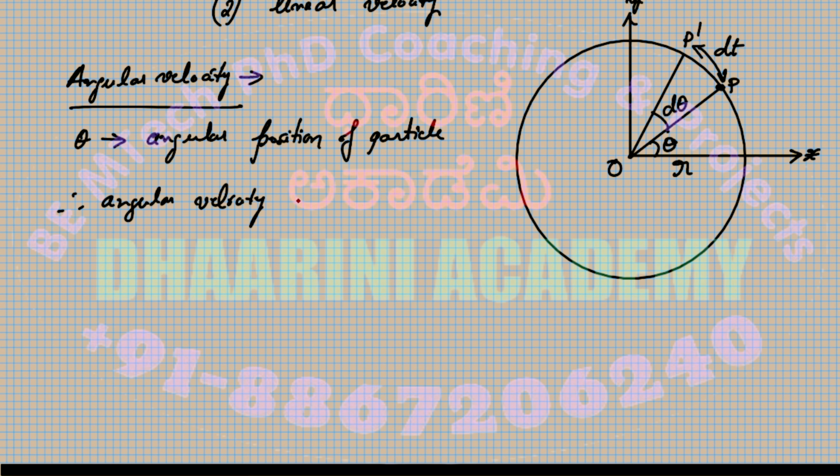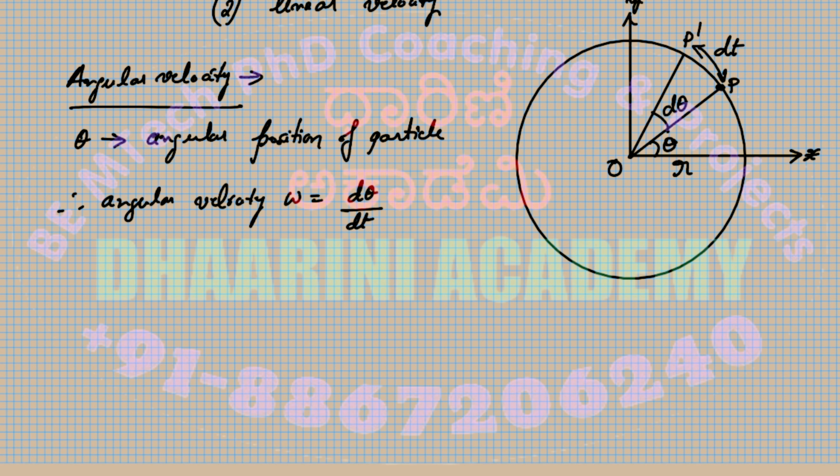The very common notation is omega. Omega is equal to d theta, change in theta per time, right? Small change d theta per small change in the time. Time taken to make that change will be very small, so that is dt. So d theta by dt is called the angular velocity. If you are able to write an equation for theta, differentiate that with respect to time to get the answer.